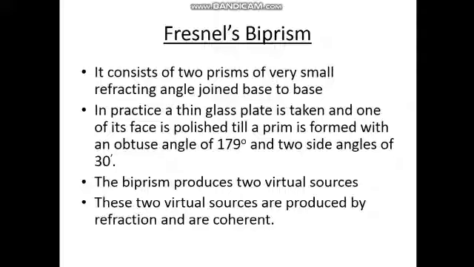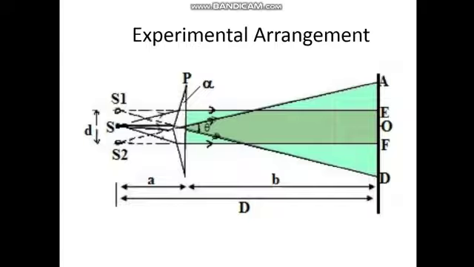The biprism produces two virtual sources. These two virtual sources are produced by refraction and are coherent sources.